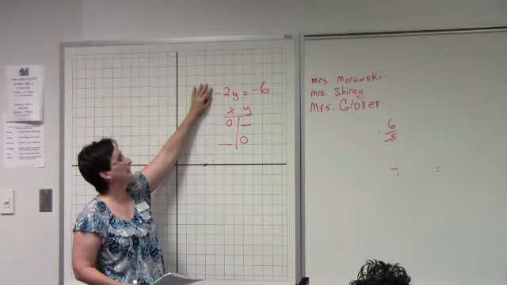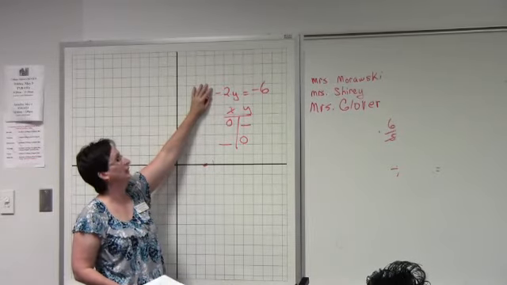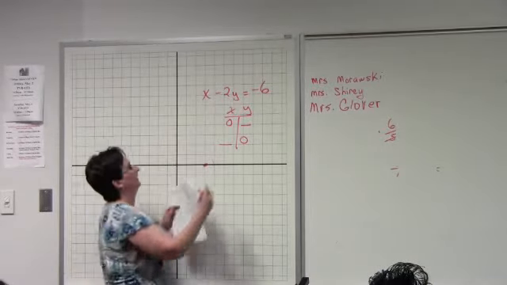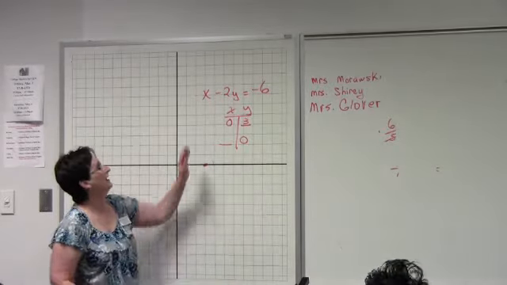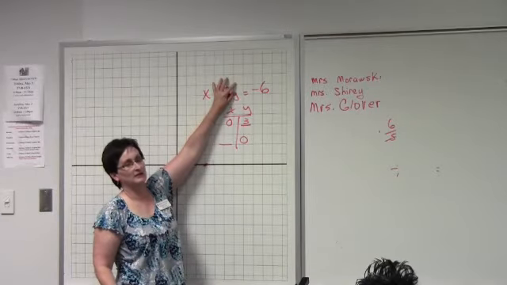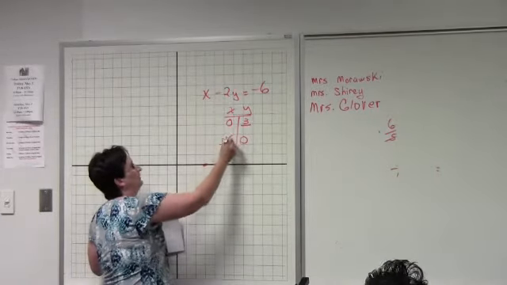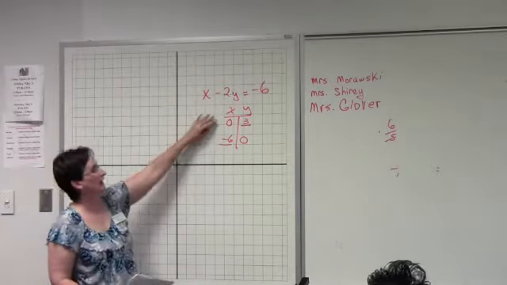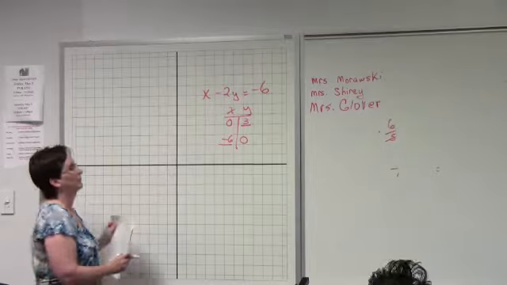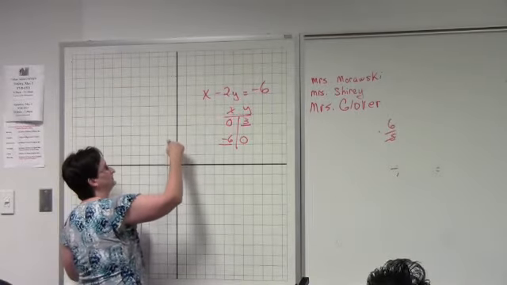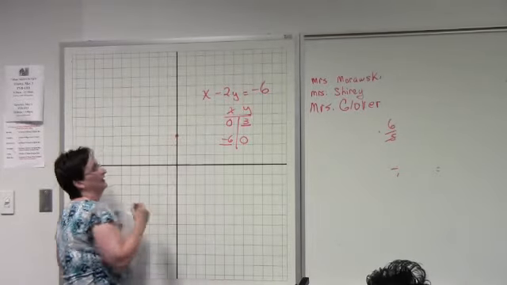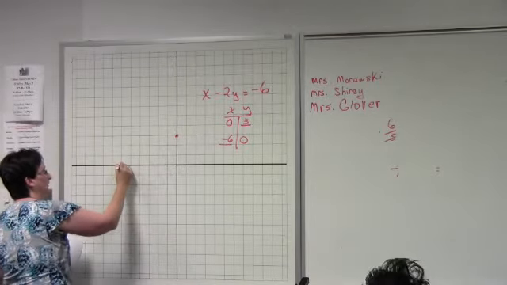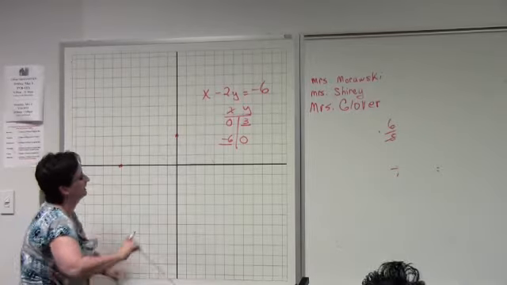So you've got negative 2y is negative 6. So what does y have to be? 3. And if y is 0, then x is? And what do we have right here? We have 2 points. Where is 0, 3? Negative 6, 0, 1, 2, 3, 4, 5, 6, and draw your line, and that's it.